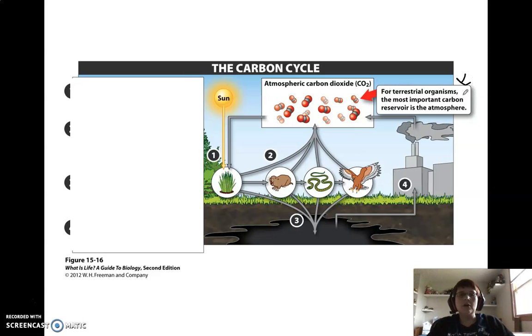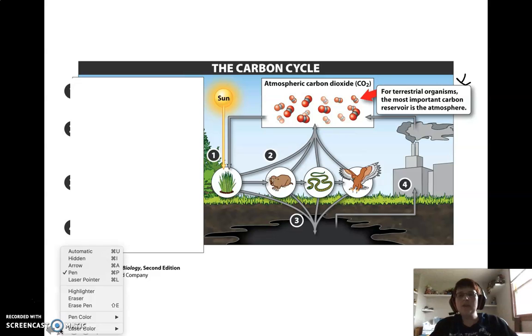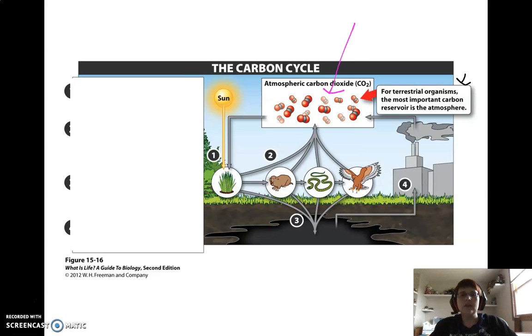So for land-based organisms, the most important reservoir is the atmosphere. So our atmosphere is going to be our reservoir, and we're going to start right here with our carbon dioxide in the atmosphere. So we're going to follow where it goes from there. If you look, it is going to come out of the reservoir and get pulled into where? It's going to get pulled into a plant.